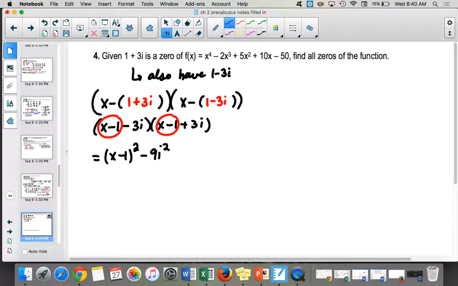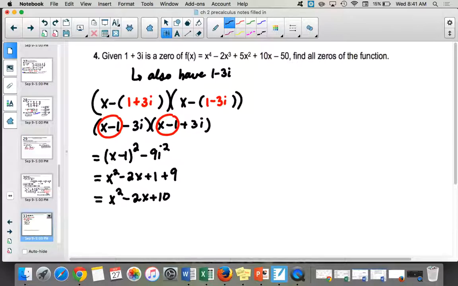All right, so we get to this point. So we have x squared minus 2x plus 1 when we FOIL that first part. You can do it off to the side if you need to. And then minus 9i squared, what's that? Plus 9. So I saw a lot of your papers had this, x squared minus 2x plus 10. Perfect. So that's what goes evenly into our polynomial.